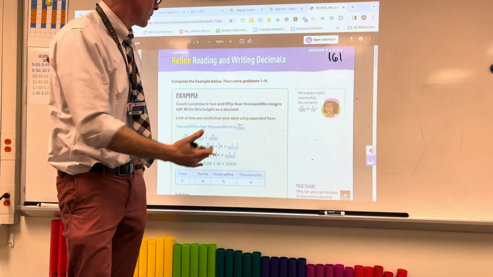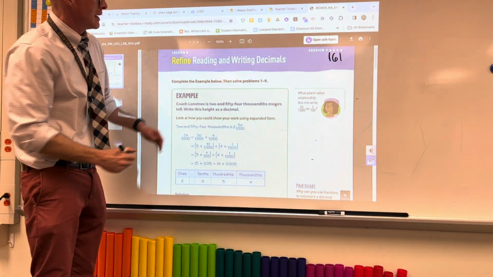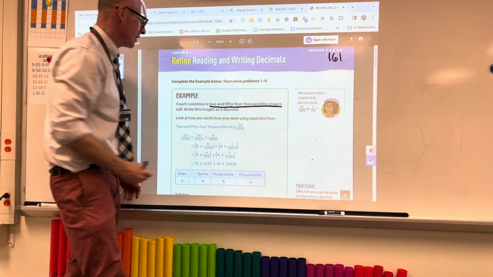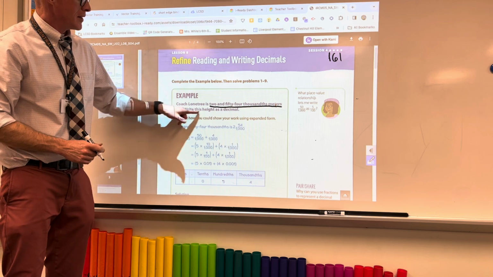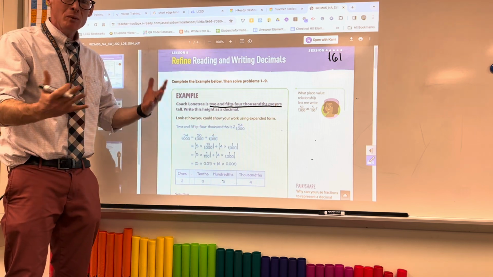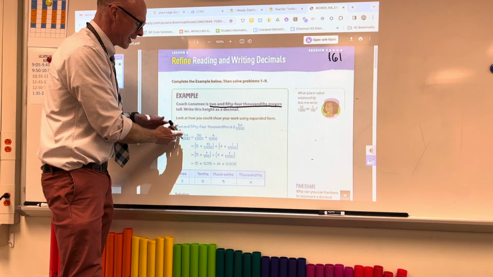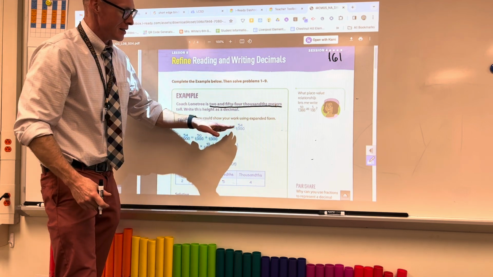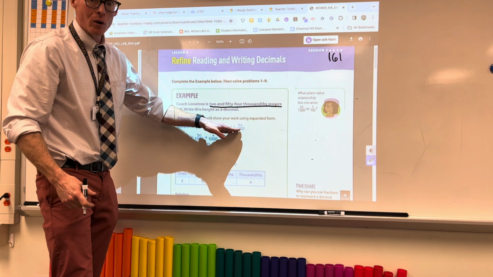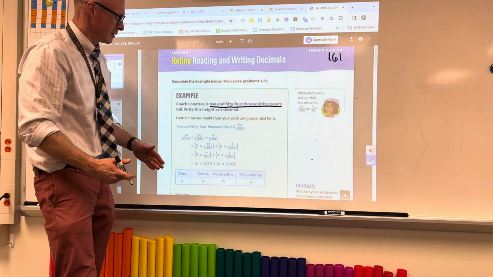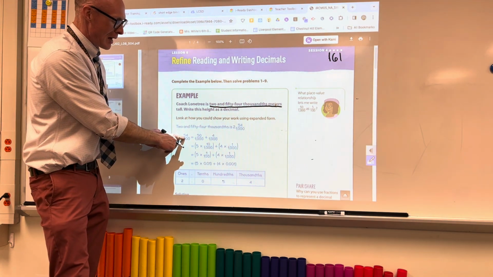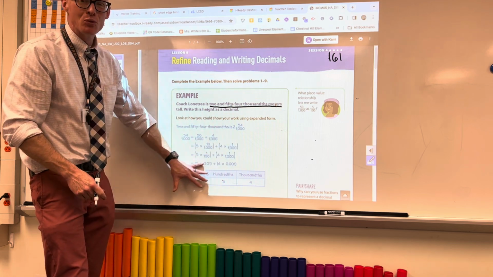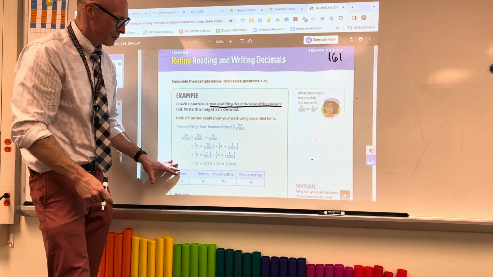Let's take a look at this one. Coach Longtree is 2 and 54 thousandths meters tall. Write this height as a decimal. Okay, well, at first what they did is they gave it to us in word form. 2 and 54 thousandths is 2 and 54 over 1,000. 54 over 1,000 is 50 over 1,000 plus 4 over 1,000. It gives us a really detailed, expanded form.